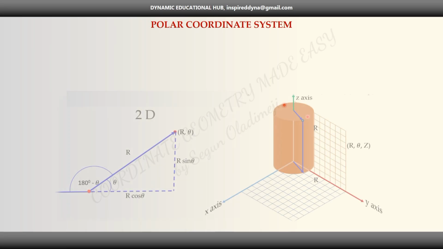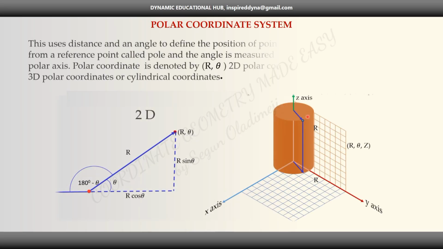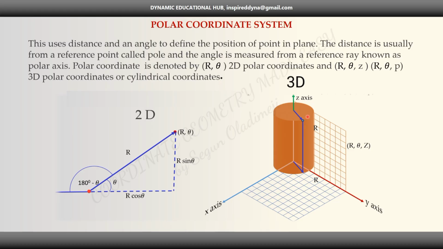For the polar coordinate system, instead of having numbers to describe the position of points in space, just like a Cartesian coordinate system, we are going to measure distance from a reference point, and we measure angle from a reference coordinate. This is polar coordinate. So this uses distance and an angle to define the position of points in a plane. The distance is usually from a reference point called the pole, and the angle is measured from a reference ray which is known as the polar axis.